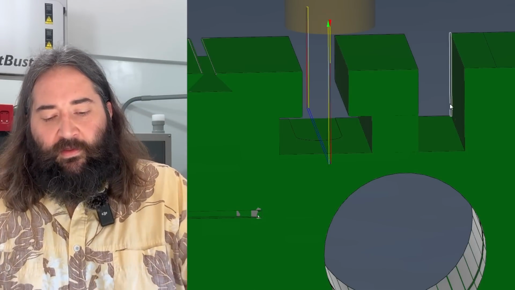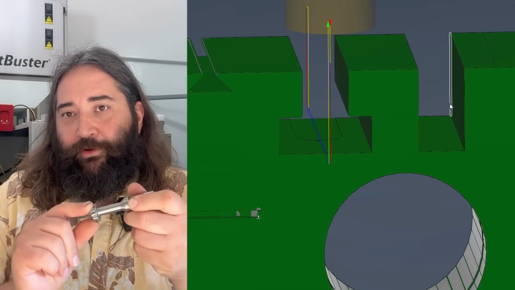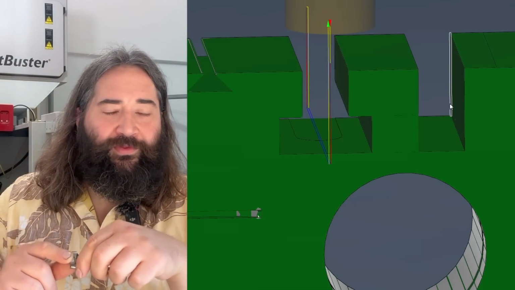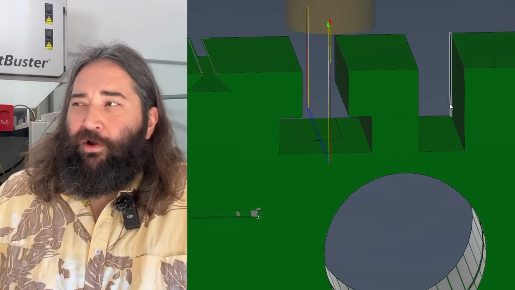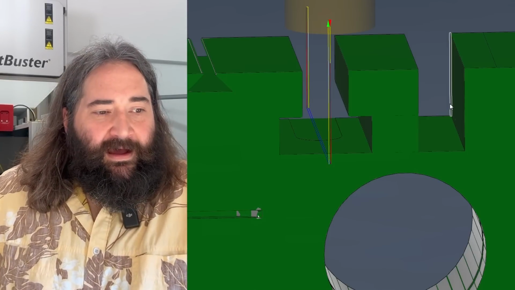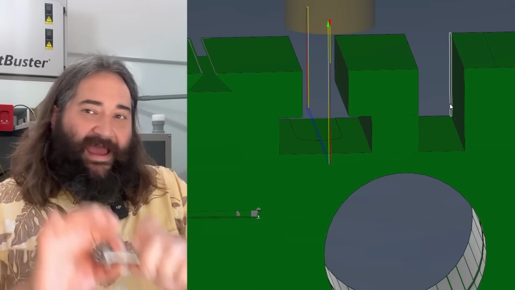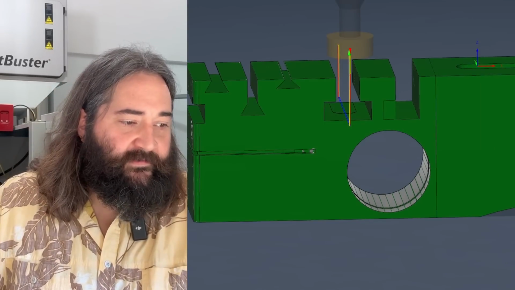Right now, that step over amount is about a quarter of the cutter diameter. Step over amounts up to about a third of the cutter diameter are doable, but beyond that, it gets dicey because the neck just gets too thin. So let's look at this one. This is manufacturable.